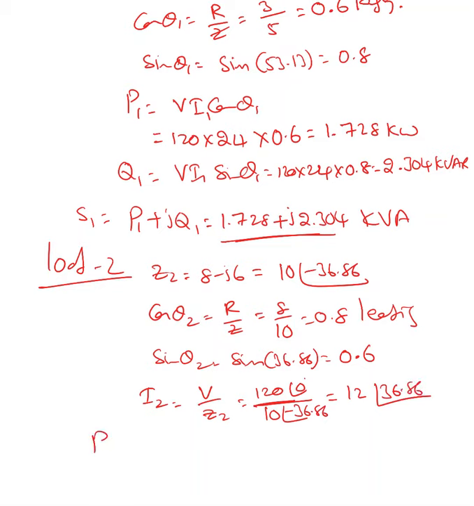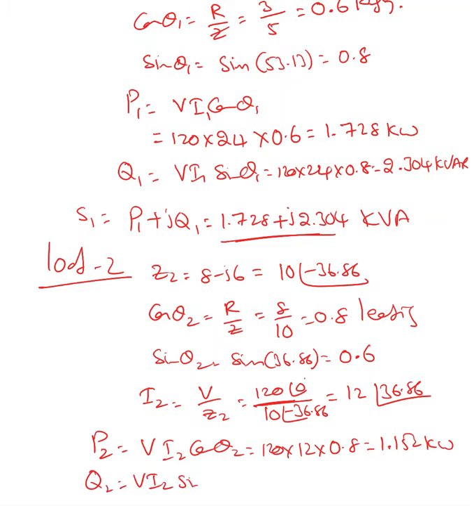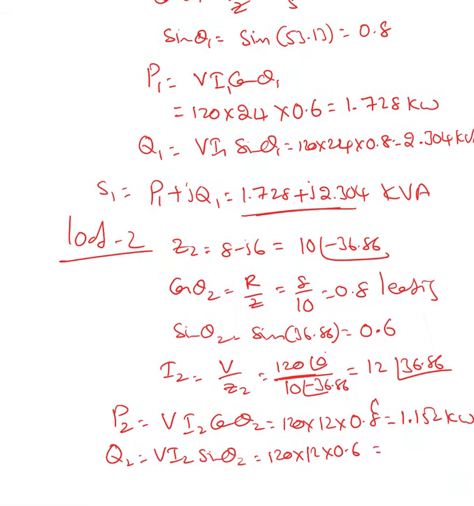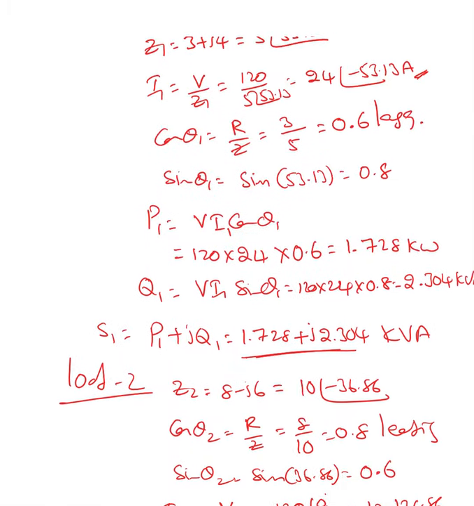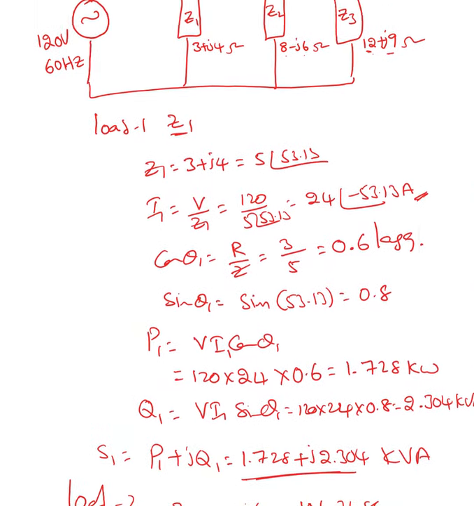Okay, so once I know I2, P2 equal to V I2 cos theta 2, 120 times 12 times 0.8, that value is 1.152 kilowatt, and Q2 is V I2 sine theta 2, 120 times 12 times 0.6, that value is 0.864 kVAR, kilovolt ampere reactive. That's load 2. Now load 3.